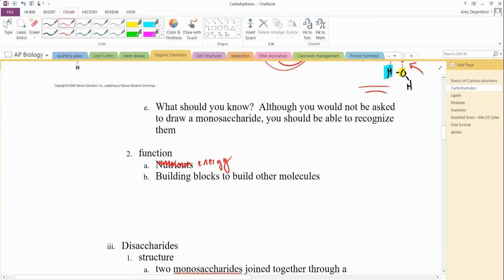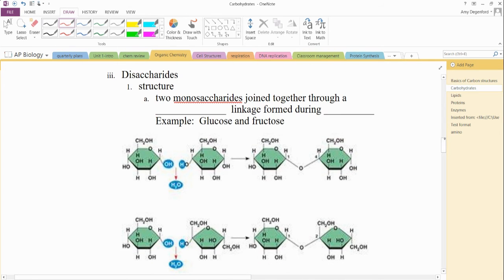Now, what are their jobs? Well, their jobs are to provide energy, and then they're going to be building blocks to build other carbohydrates and glycoproteins that we can connect them together with other molecules. Disaccharides, well, disaccharides come about from two monosaccharides.